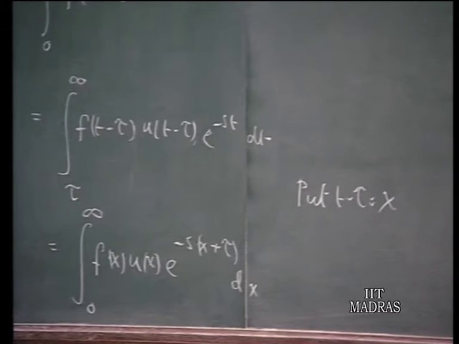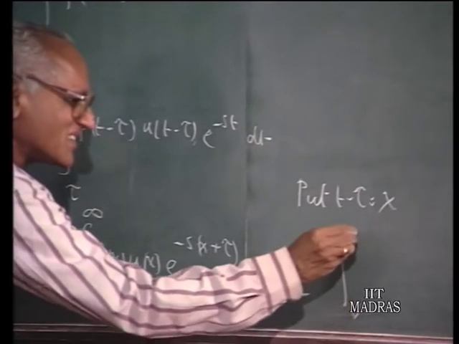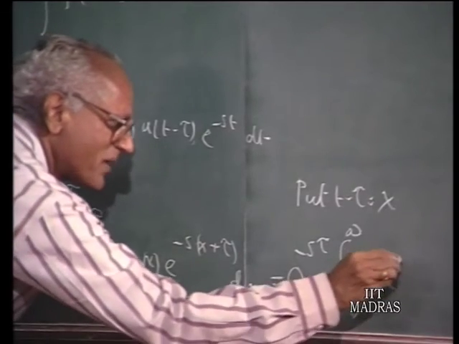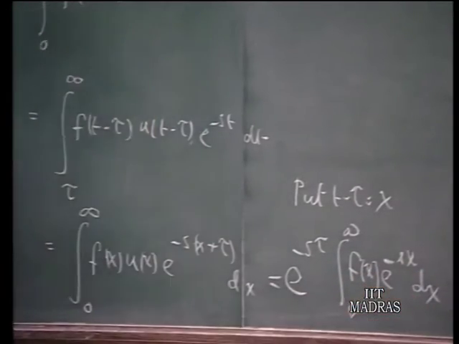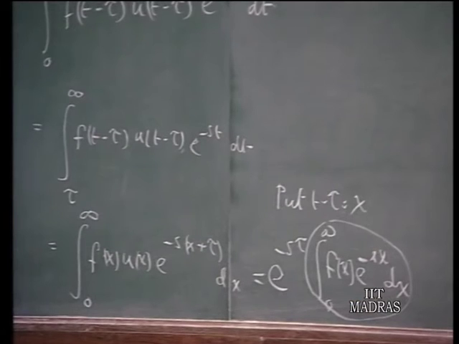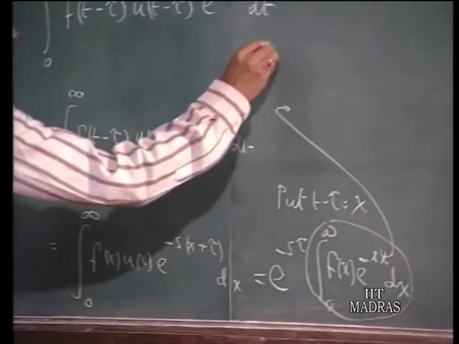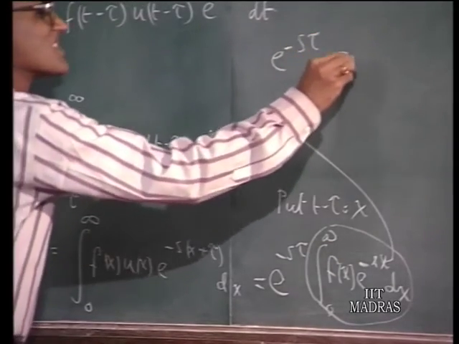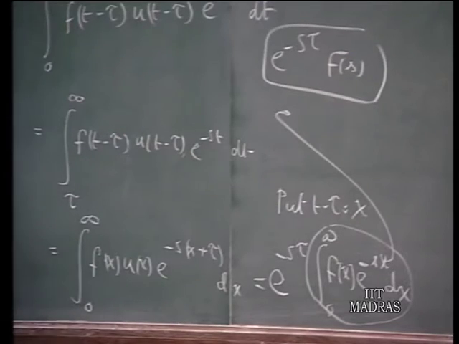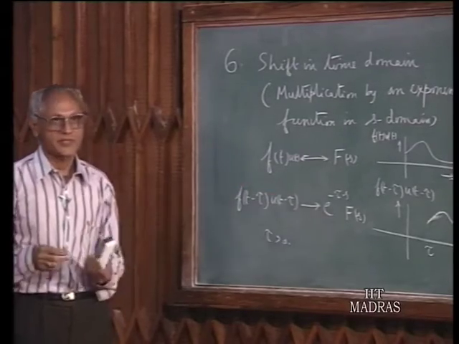Now, this integral involves the variable of integration x, this tau is a constant, therefore, I can write this as e to the power of minus s tau, 0 to infinity of f of x e to the power of minus s x dx. And what you are having here is indeed, you can also consider this 0 to infinity f of t e to the power of minus s t dt. So, that is the Laplace transform of f of t. Therefore, the result is e to the power of minus s tau f of s. This is what we mentioned here as the Laplace transform of f of t minus tau u of t minus tau. That is the proof of this.